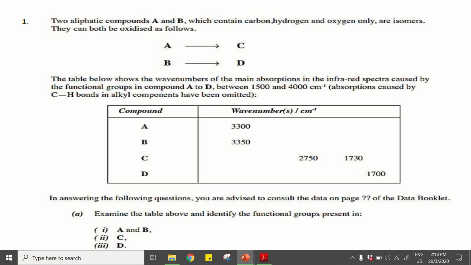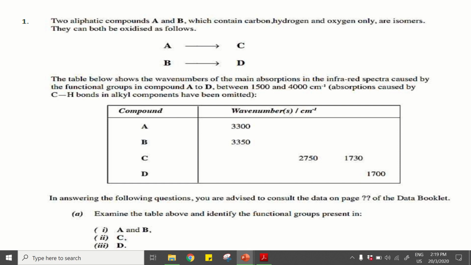Now, two aliphatic compounds A and B which contain carbon, hydrogen and oxygen only are isomers. Okay, they're isomers to each other and they contain C, H and O. So they can both be oxidized into C and D. So A can oxidize to C, B can oxidize to D. Alright, the table shows the wave number for the main absorptions.